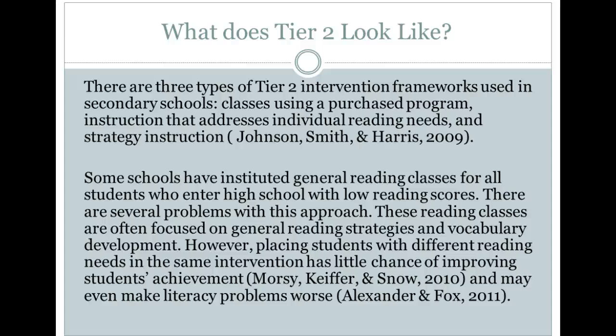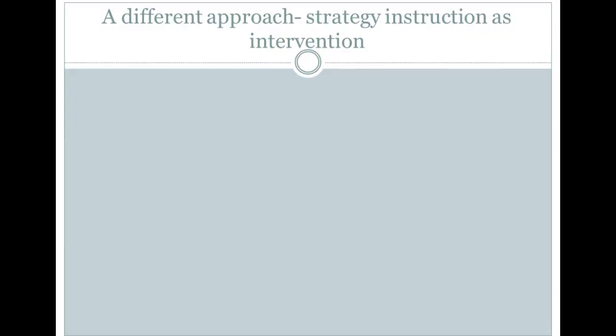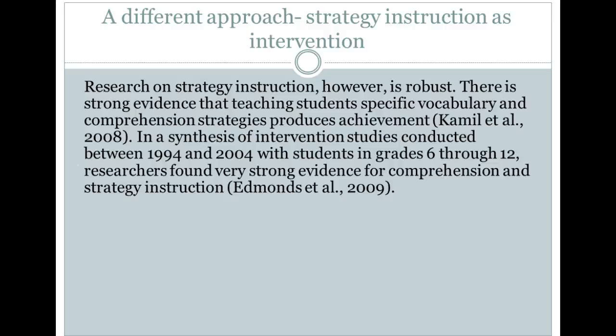So some schools have instituted general reading classes for all students who enter high school with low reading scores. There are several problems with this approach. These reading classes are often focused on general reading strategies and vocabulary development. However, placing students with different reading needs in the same intervention has little chance of improving their achievement and may even make literacy problems worse. So again, because they're a poor reader, we can't just assume that they need help with these things. We need to conduct those diagnostic assessments, see what they need, develop a tiered approach, and give them instruction to match their needs. So here's a different approach, strategy instruction.